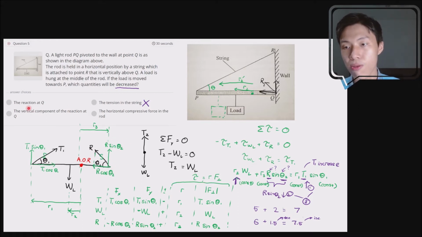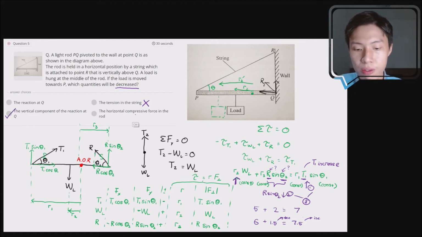Therefore, we know that it's the vertical component of the reaction force at point Q that will decrease. So this is the answer. Okay, the horizontal compressive force in the rod here, whether it will increase or decrease? Well, if you look at the tension over here, you know the tension increases. So if the arrow here gets longer, the horizontal component should also increase. This tension becomes greater, then when you resolve it to the horizontal component, it should also get greater. So this will increase actually.